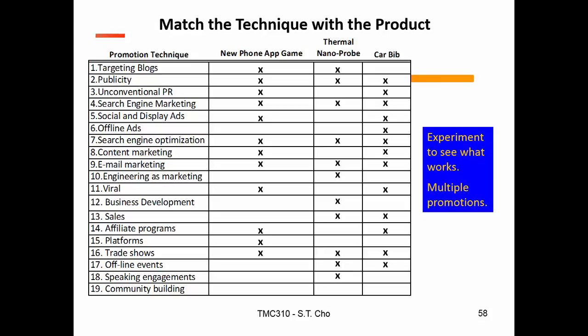A new phone app game, a thermal nanoprobe, which is a microchip type thing that can measure temperature surfaces, and the car bib. I don't know if I talked about the car bib in this class, but my wife, who is a marketer, liked to eat at that culinary pinnacle of an experience called Taco Bell. And the problem with Taco Bell is it's food while you're driving that you spill on yourself. So she always took a blanket or a towel or something to put over herself as a bib. And she said, wouldn't it be great if you just had a box of disposable bibs that you could put on when you want to eat in the car? So that's the car bib.